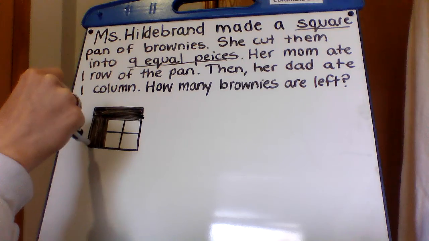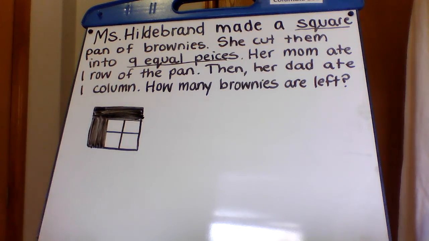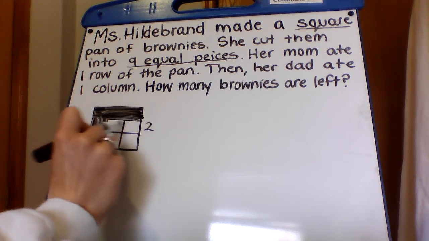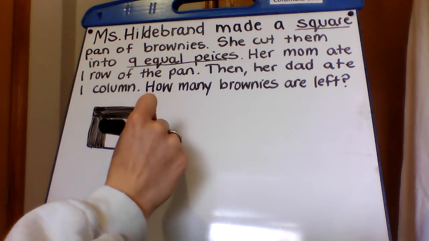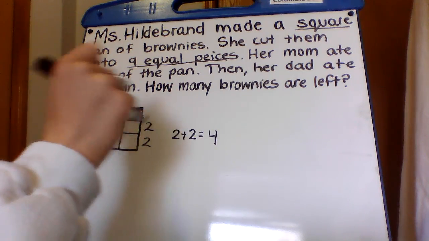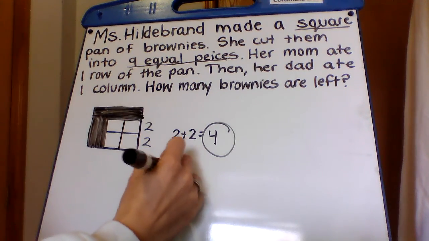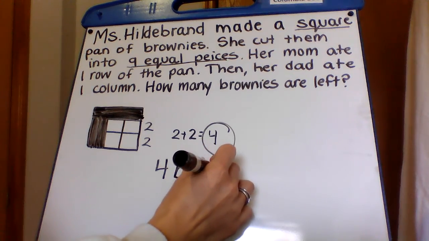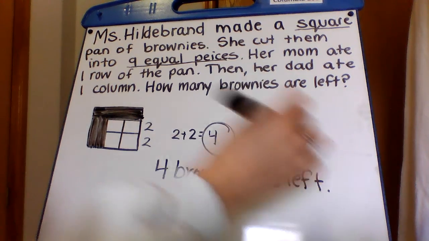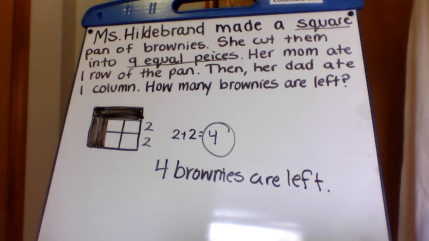1 column. So now you ask yourself, how many brownies are left? And you should see that's your new array. There's 2 in this row and 2 in this row. And 2 plus 2 we know is 4. So there are 4 brownies, and we always write our sentence. 4 brownies are left.